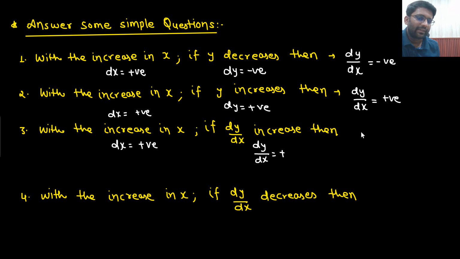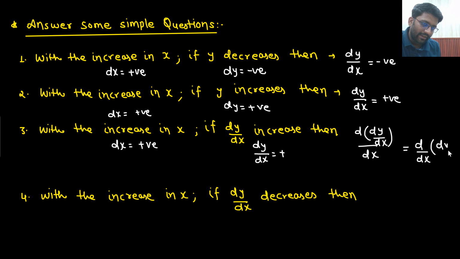So can I write down in this manner? Change in x, that is dx, and change in dy by dx. Can I write down? What is the meaning of change? Change means d. Change in what? dy by dx. Now can this be written as d by dx of dy by dx? Right? What was this? dx dy. So can we write down d into d by dx of y? Similarly, d by dx of dy by dx.